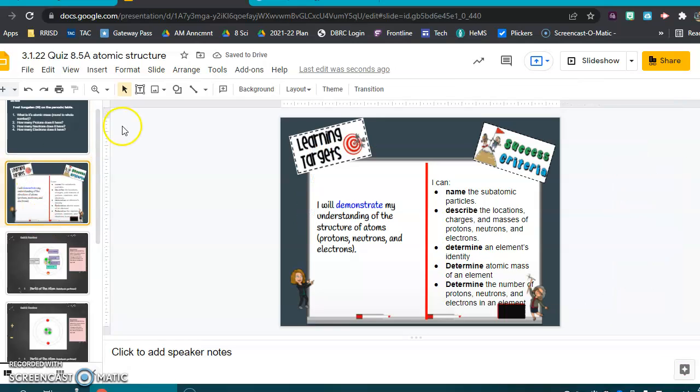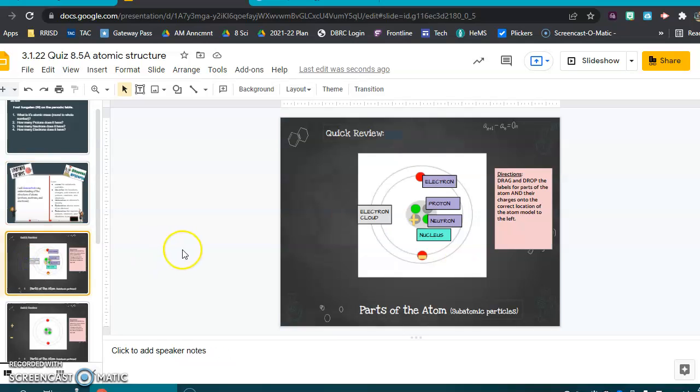So today we're going to demonstrate your understanding of the structure of atoms: protons, neutrons, and electrons. Name the particles, describe their locations, their charges and masses, and determine their identity. So this is from our digital notebook. This was a drag and drop we did together. So just a quick review. Remember, the two outer rings, they could be more, are our electron cloud, and our electrons live there, and they have a negative charge. Here's our nucleus.